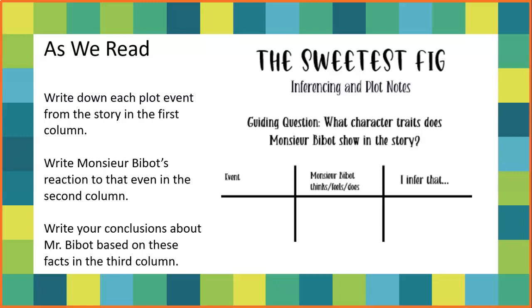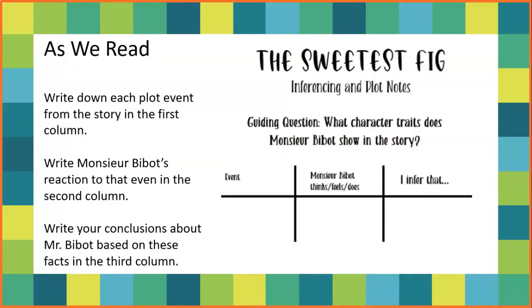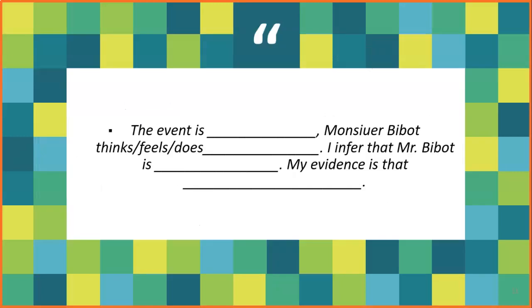So this is completely made up. This is not in the story. But if a little boy runs into Monsieur Bibot, and Monsieur Bibot's reaction is to yell at him and steal his lollipop, we can infer that Monsieur Bibot is cruel, or that he doesn't like children. As soon as you finish that, you'll be done for today, but tomorrow we're going to go ahead and write a CER.